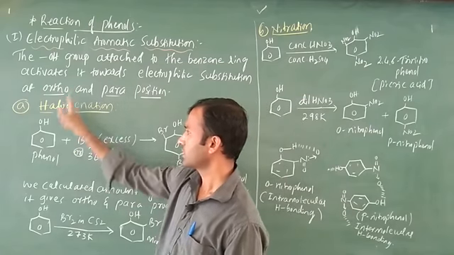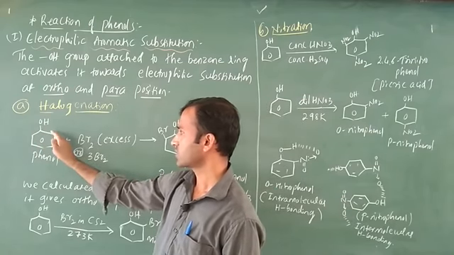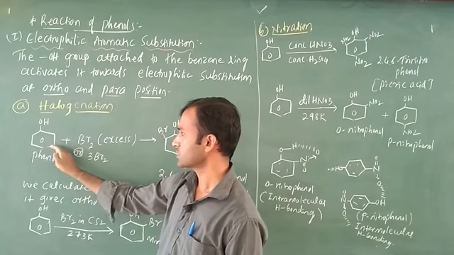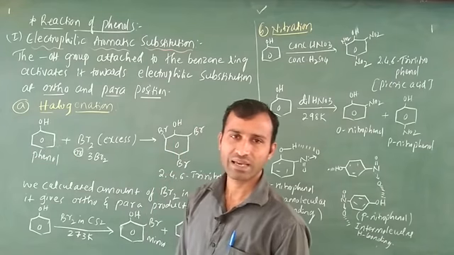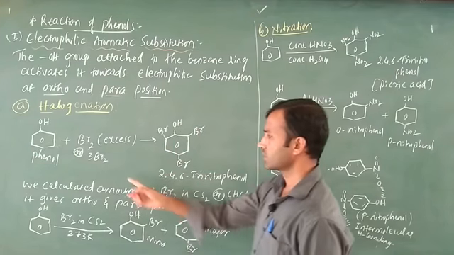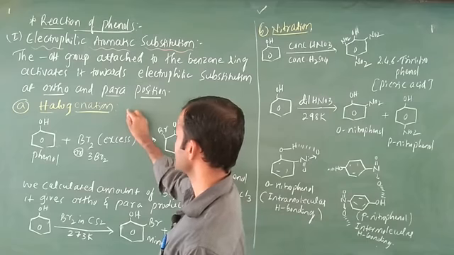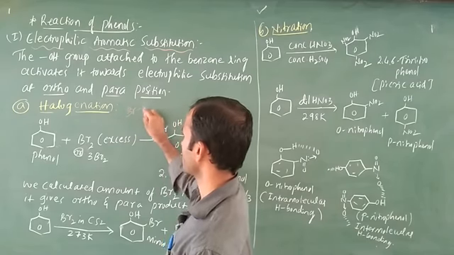In this case, if OH is there, what happened? This is ortho, this one is meta, next this is para. Ortho and para directing group, this phenol. In this case what happened? Br2 is there. In this case it is Br2, I am going to write like this.